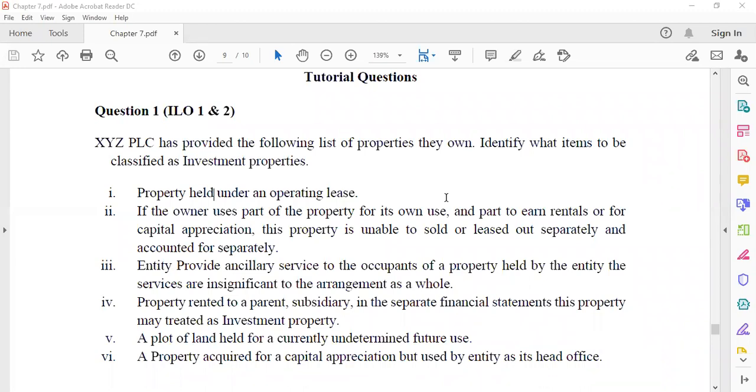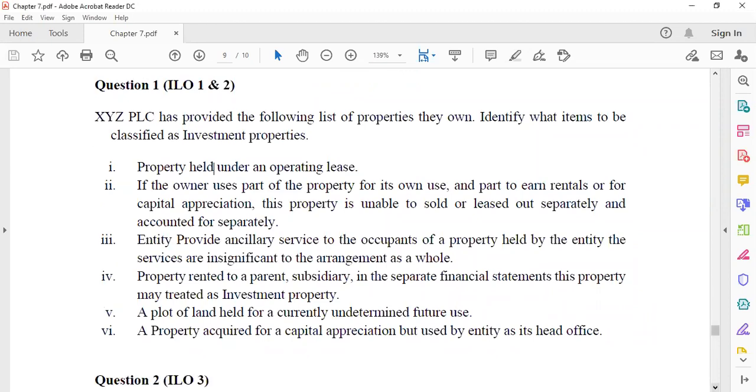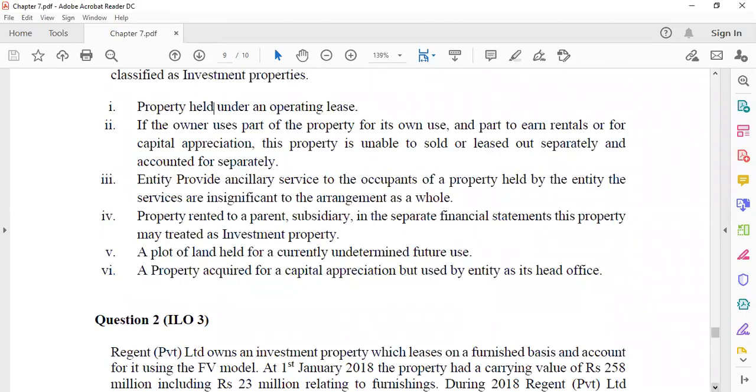So if the service is significant, you can see that it's a kind of owner-occupied property. In such an instance, it is a kind of PPE. So that must be the decision criterion. If the services are significant, it should be PPE. If the services are insignificant, we call it a kind of investment property. So in this question, it should be investment property, right?